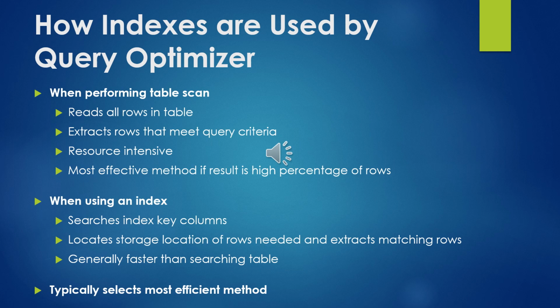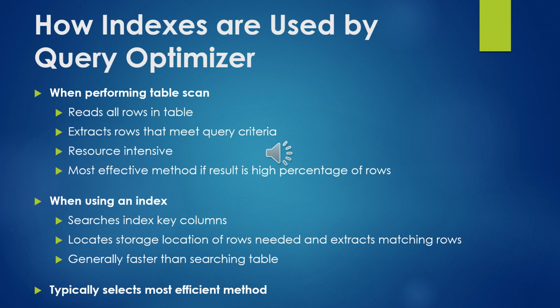When performing the table scan, the Query Optimizer reads all the rows in the table and extracts the rows that meet the criteria of the query. A table scan generates many disk operations and can be resource intensive. However, a table scan could be the most efficient method if, for example, the result set of the query is a high percentage of rows from the table.